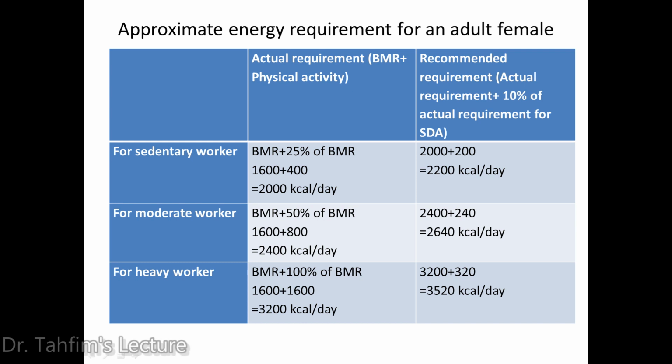You can calculate in the same way for a moderate worker and for a heavy worker. Okay, and this 25% of BMR, 50% of BMR, you can change within that range, because for a sedentary worker 25% to 50% of BMR is added as physical activity. We can use 30% of BMR here. It will be right. Okay, this is an assumed calculation, right?